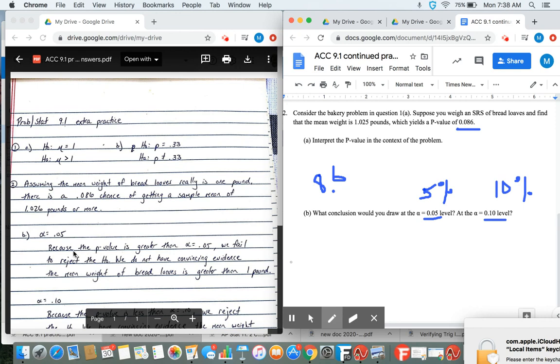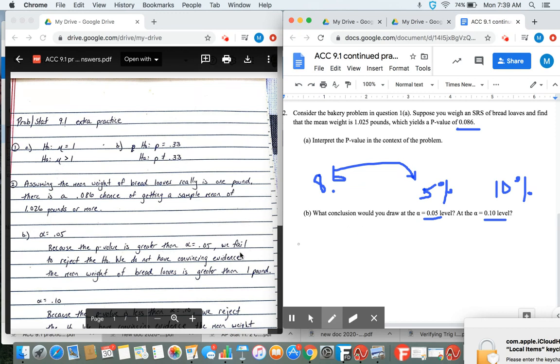All right, so at 0.05, our p-value is greater than that number, which means we fail to reject the H0. Anytime this is bigger than this, we fail to reject the H0, meaning we don't have evidence that shows that the weight of bread loaves is really greater than 1 pound. So the conclusion is always two parts. The first part speaks to the H0. We fail to reject it. The second part is about the evidence in the HA.